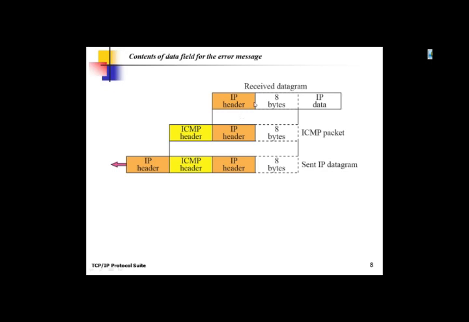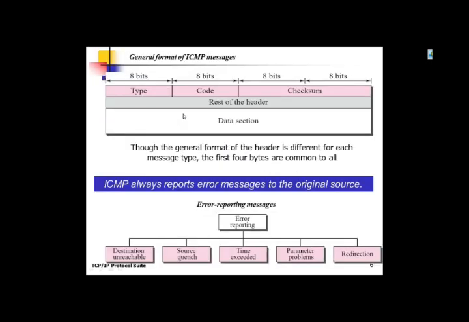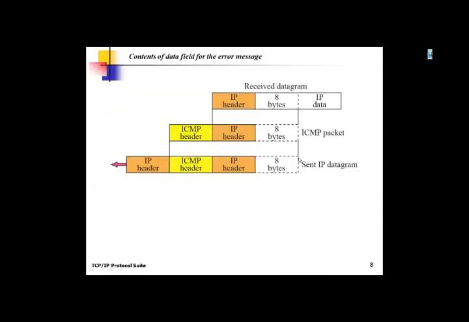Let us look at the content of the data field. So just have a look at this packet format. We have seen that 8 bytes are for the header and the remaining bytes are for the data part. Now what are the contents of this data? Whenever any packet is discarded and an ICMP packet needs to be delivered to the sender, an ICMP packet is created. In that ICMP packet there is an 8 byte header, and in the data part we are going to keep special information which consists of the IP header of the discarded packet plus 8 bytes.